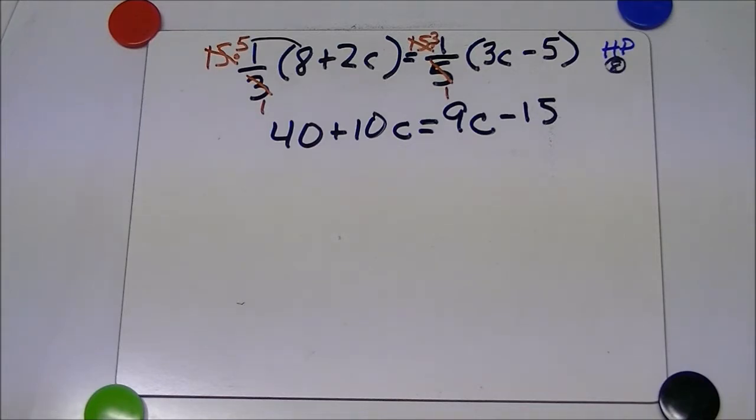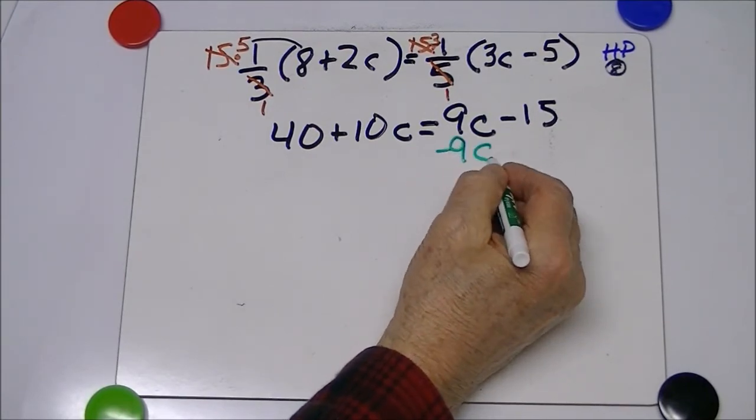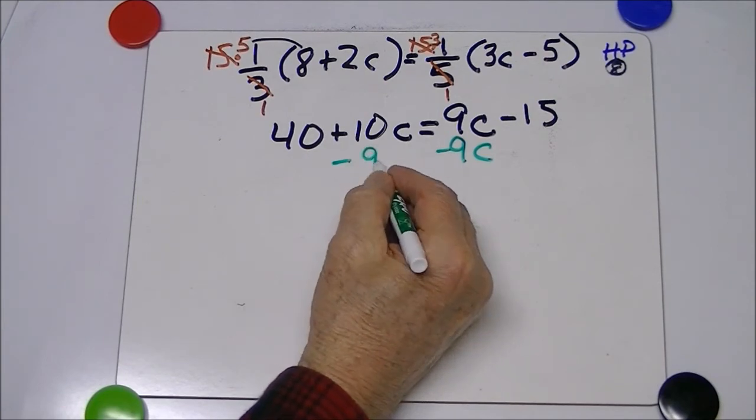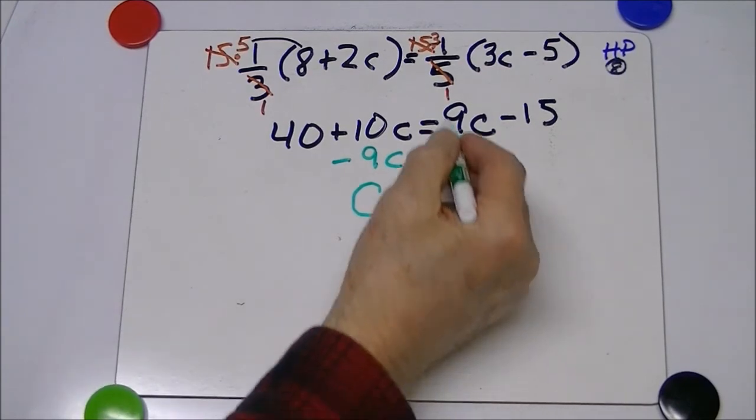Now again, we want to get all of the letters on one side and all of the numbers on the other side, so we can transpose or do it any other way you want, as long as it gets done correctly. So do the next step on your own and see what you get. Again, collaboratively. All right, I'm going to subtract a 9c from this side and a 9c from this side, and that will leave me with a c there. These cancel out.